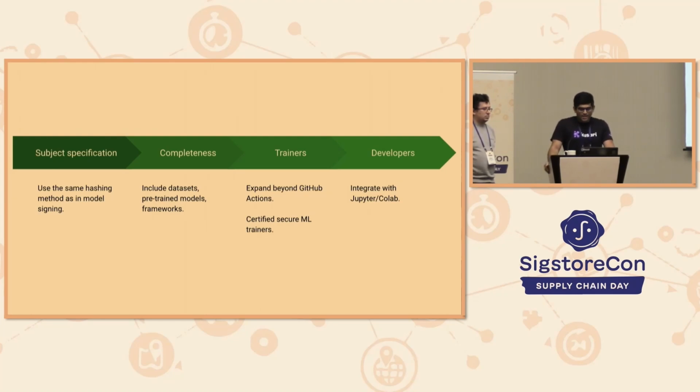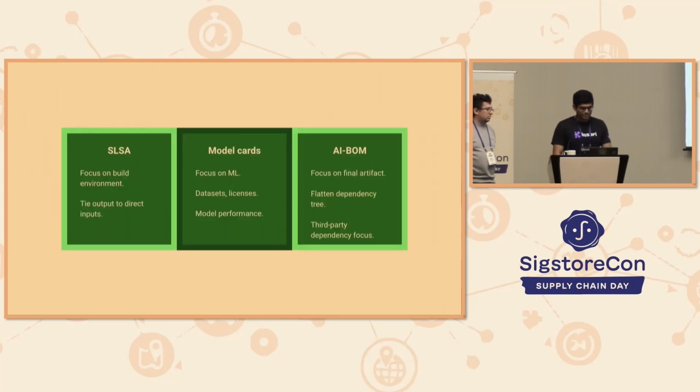And then on top of that, right now we have a GitHub action, but we do want to go beyond that and have other more secure ML trainers, and at the same time we want to give this to the developers. Make it easy for the developers to create SLSA attestations. So integrate this with Jupyter as well as Colab, so that these attestations can be generated automatically as they're in their workflow.